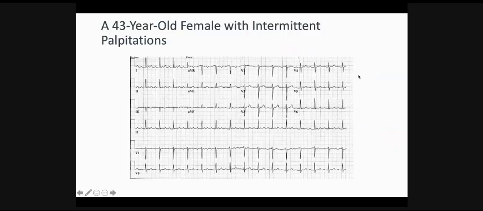A 43-year-old lady with intermittent palpitations. Let's see if you got this. I think Dr. Khalid touched on this in the previous lecture. And let's see if you got this right or not. The chat box, yeah.